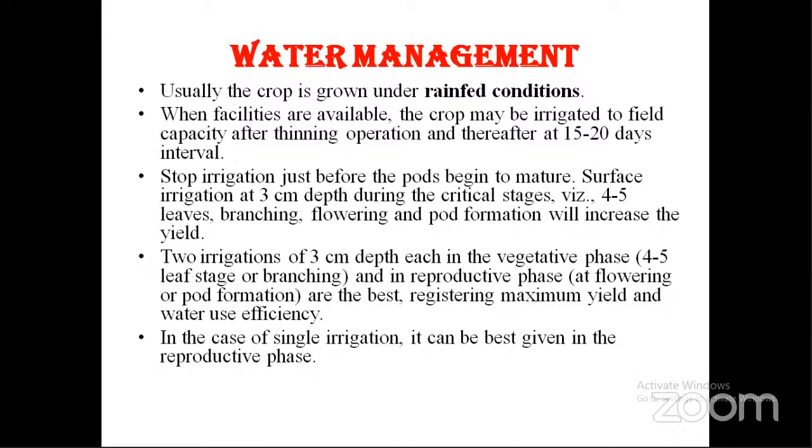Water management. Usually sesame is grown under rain-fed conditions because if irrigated conditions are present, generally farmers will go for cultivation of cereals like rice, maize, and wheat. Under rain-fed, dryland conditions, they consider these pulses and oilseeds. That's why their productivity is very low.